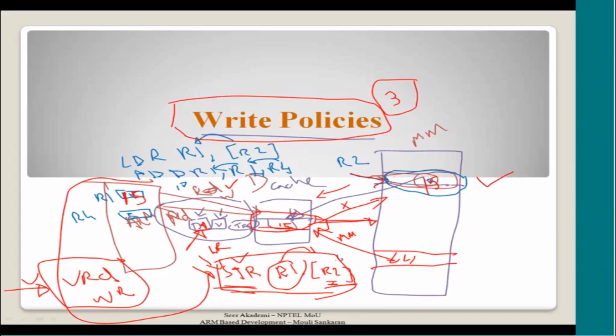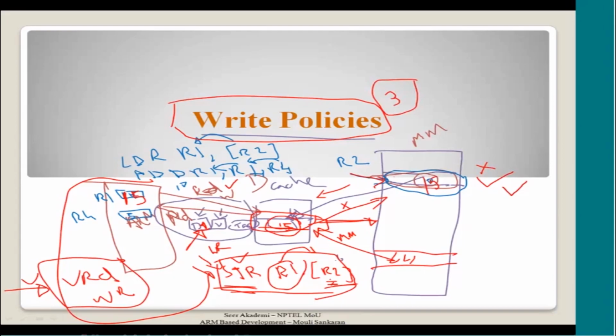Another one is, I wait till the block needs to be evicted. Until then, I will keep writing into the cache, but I won't bother to update the main memory. I will write it only when I need to remove it from this cache. So that time I will write. That is a delayed writing. That is one way of doing it.